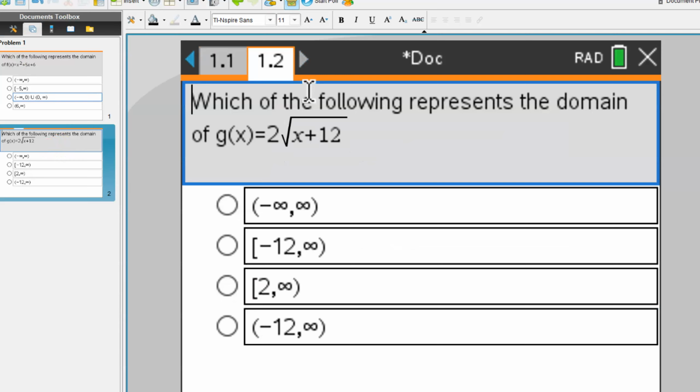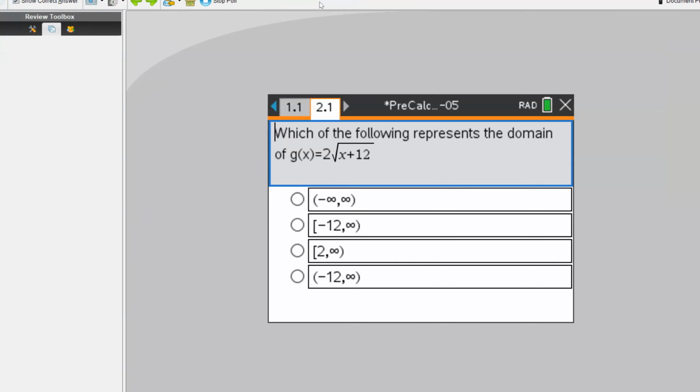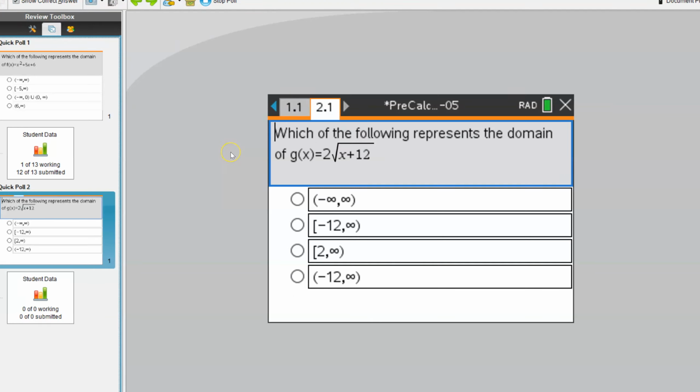Okay, here's the trick play. You can use your notes for it. Which of the following represents the domain? So think about, what does this graph even look like? Is it defined for all numbers? No, it's not defined for all numbers. So you know the first one's wrong. Roughly, what does this graph look like? Something along the lines of like a square root, right?